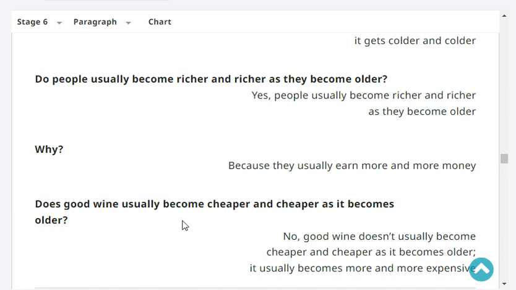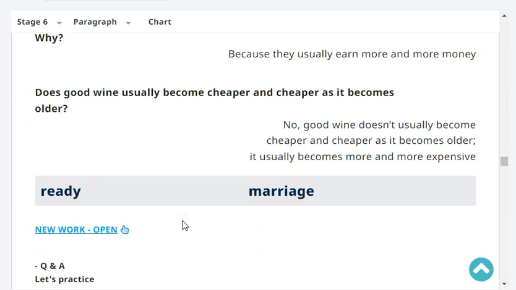Do people usually become richer and richer as they become older? Yes, people usually become richer and richer as they become older. Why? Because usually they earn more and more money.